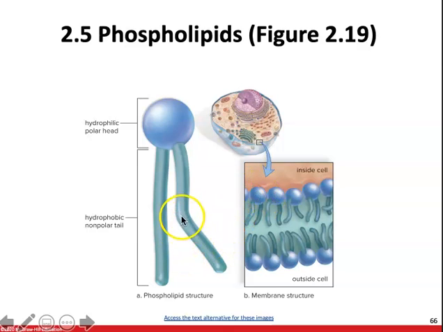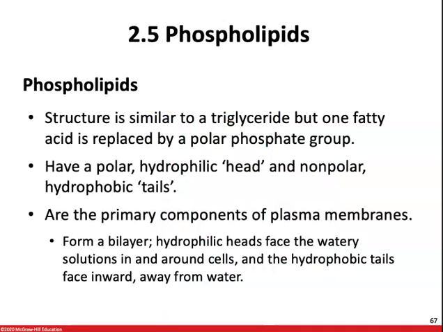Another thing I would like to mention is that one of the tails has a double bond. This causes it to kink ever so slightly. This prevents the super close packing of these phospholipids, and it helps maintain the fluidity and the rigidity of the structure at changing temperatures. So phospholipids, like I said, are very similar in structure to a triglyceride, but one fatty acid is replaced by a polar phosphate group. They have a polar phosphate head and a nonpolar hydrophobic tail, and they are the primary component of the plasma membrane responsible for forming that lipid bilayer.